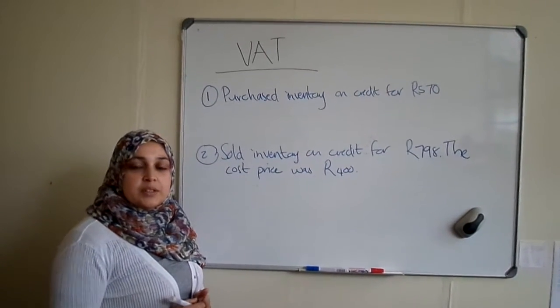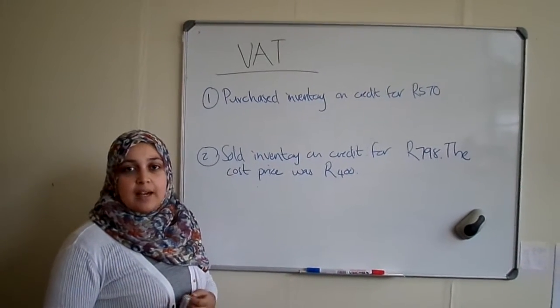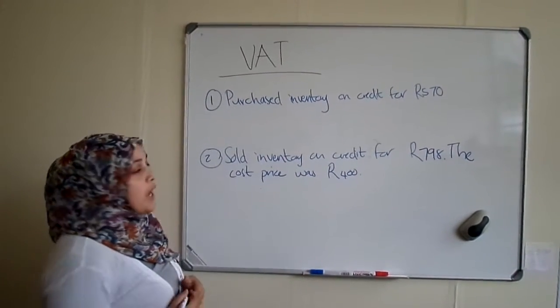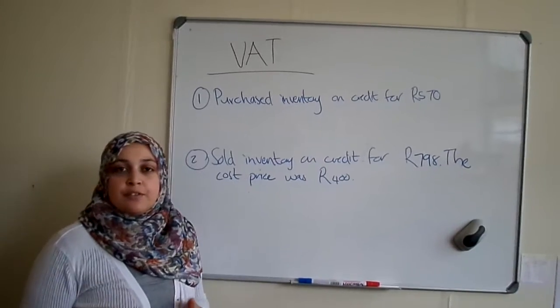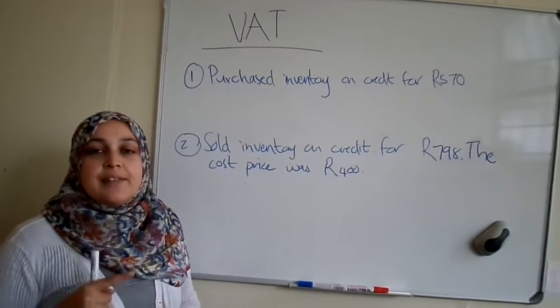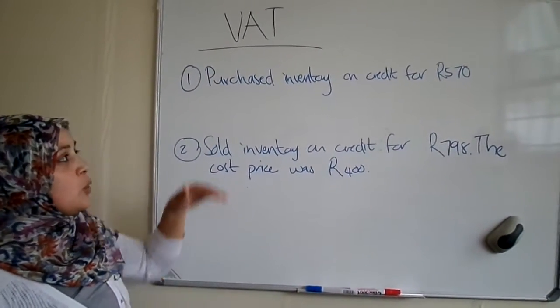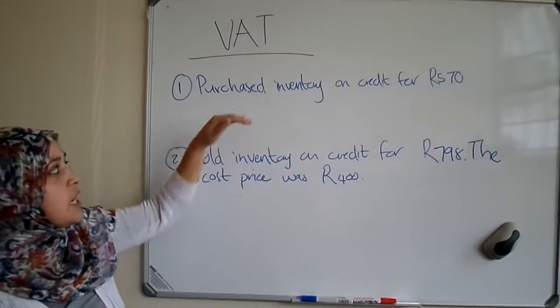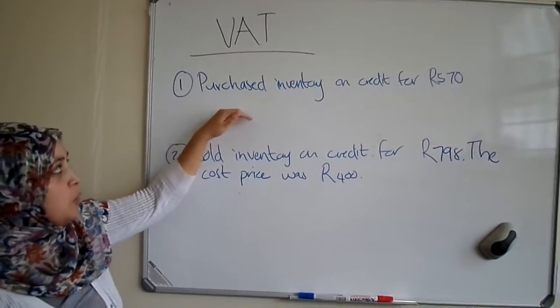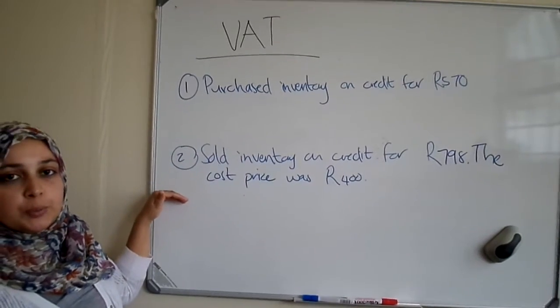The video today is based on VAT and how we'll be using VAT in our classes. As you know, there are different rates for VAT on specific items. There's 14%, there's 0%, and there's exempt supplies. However, the video is just to illustrate how to account for VAT in your journal entries when you're purchasing inventory, which is example 1, and when you're selling inventory, which is example 2.